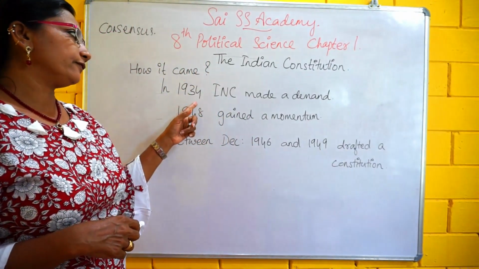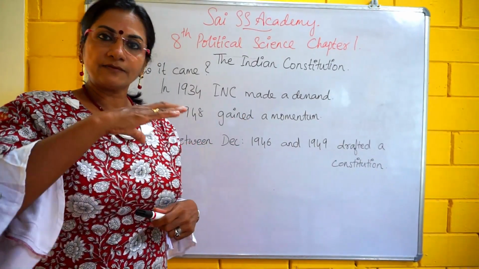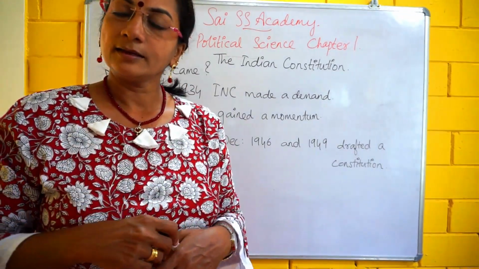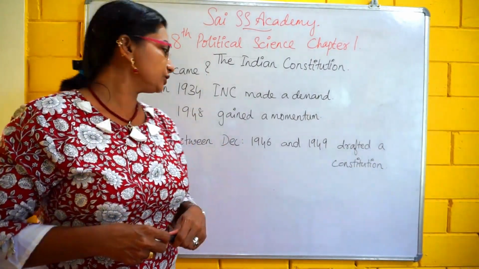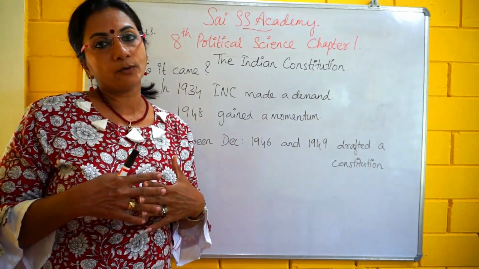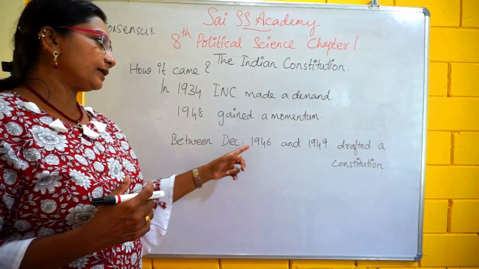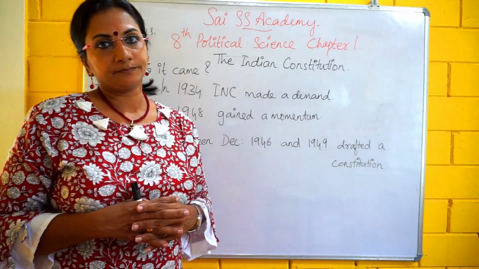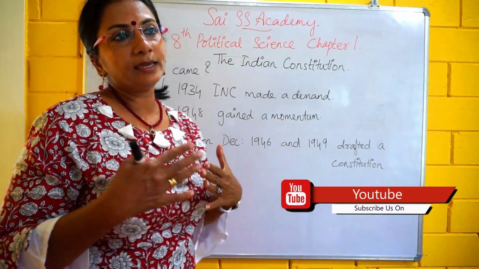So in 1934, the INC made a demand. That means the freedom movement was going on, and they had a plan to get independence. In 1934, the Congress made a demand. In 1946, they gained momentum, which means it got a push and was allowed. Between December 1946 and 1949, they drafted a constitution. That means it took 3 years for the Constituent Assembly to make a constitution.